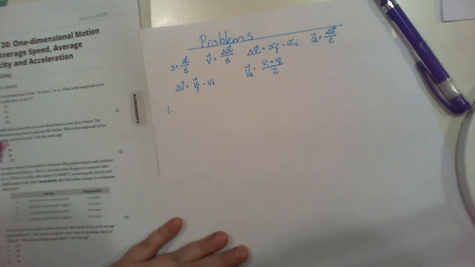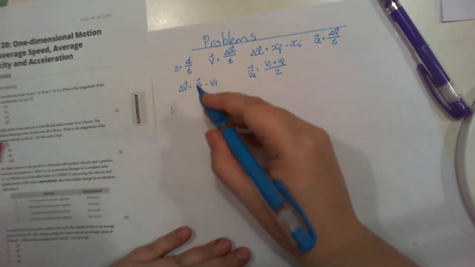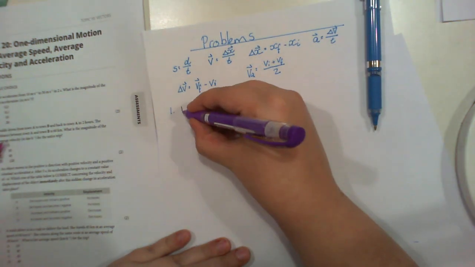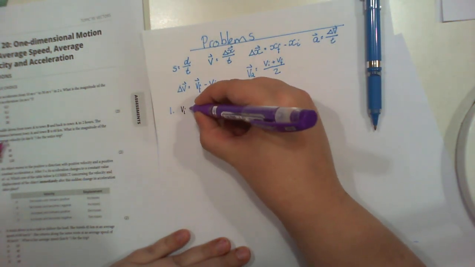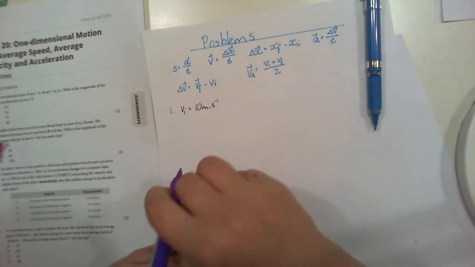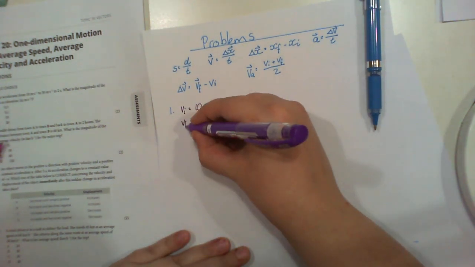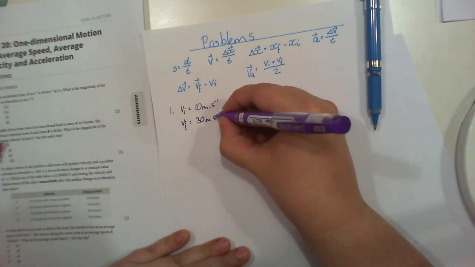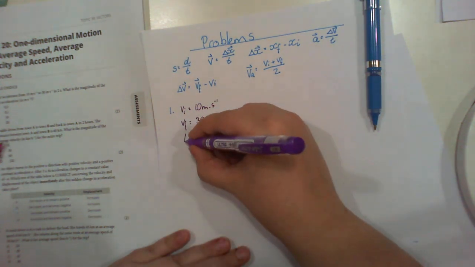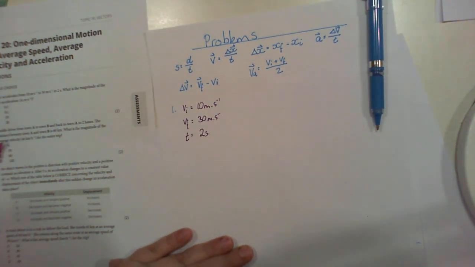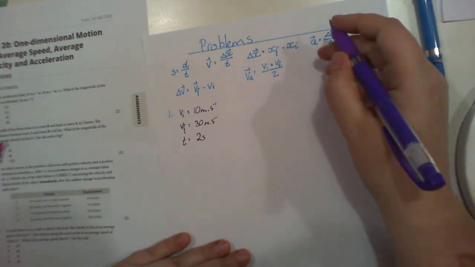So, what key information do we have? Let's write that down first. We have our initial velocity, which is 10 meters per second. We have our final velocity, which is 30 meters per second. And we have our time, which is 2 seconds. So what can we use? We can just use our straightforward definition of acceleration.